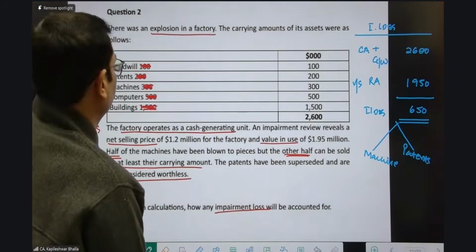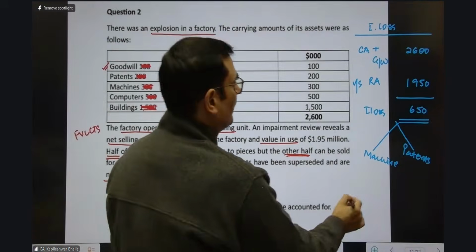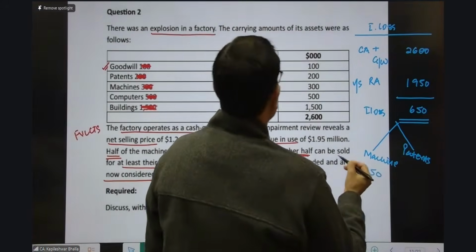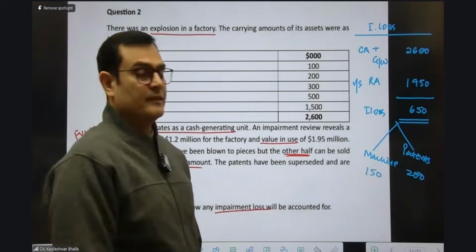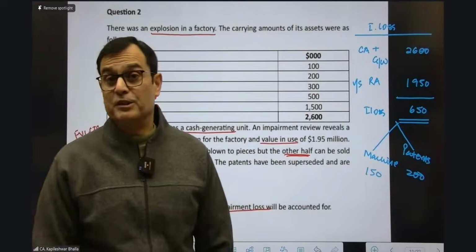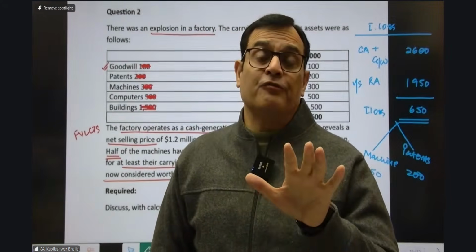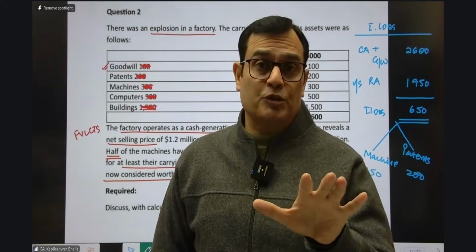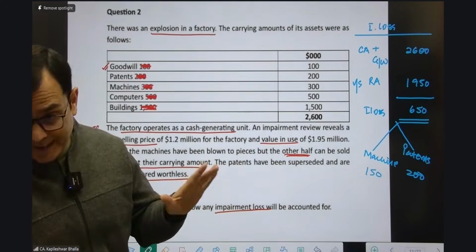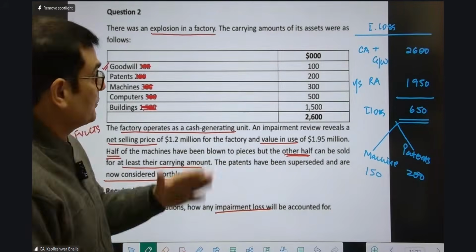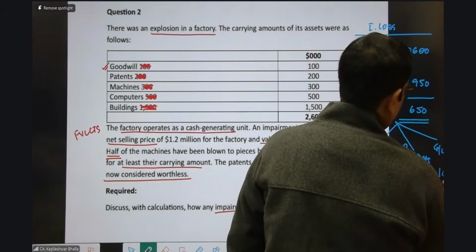So the machine will be decreased by 50%. 50% of the machine would mean 150. Patents have become useless, that is 200. Now tell me, after the machine and patents, what next? We've listened to the instructions in the question: 50% machine stands reduced, the patents are worthless and stand reduced. Next what? And that's right. The next is goodwill. So we decrease the goodwill to the extent of 100.